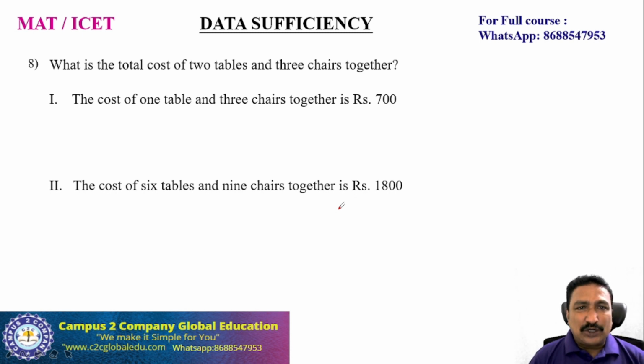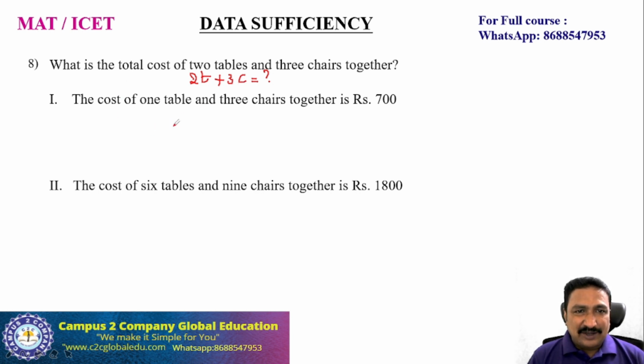What is the total cost of 2 tables and 3 chairs together? Here also look at the first one. We have to find out the cost of 2 tables and 3 chairs, so 2T plus 3C is equal to how much? First look at when we can find this answer. Whenever you know the cost of a table and the cost of a chair, then we can find the total cost of 2 tables and 3 chairs.